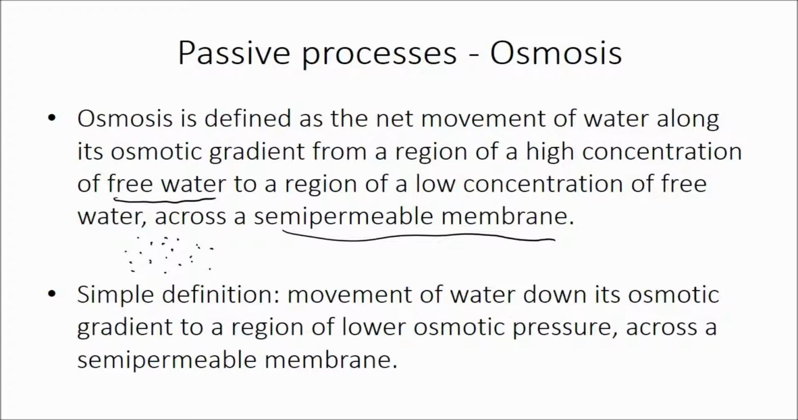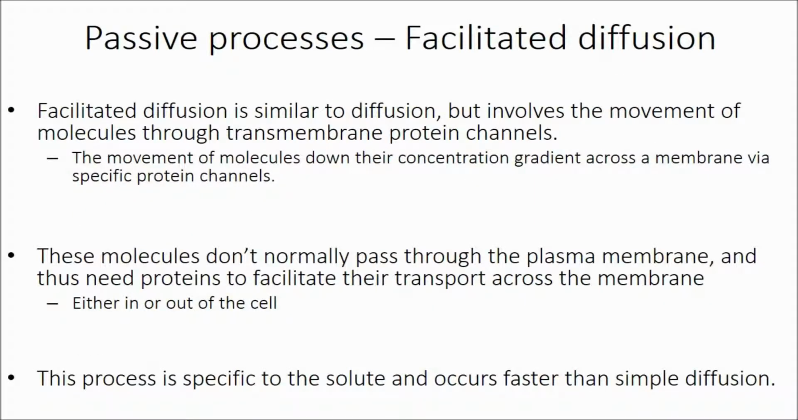Perhaps a more simple definition I've got down here in a second dot point is: osmosis describes the movement of water down its osmotic gradient to a region of a low osmotic pressure across the semi-permeable membrane. Moving on to our next passive process, we've got what I've called facilitated diffusion. Facilitated diffusion is again very similar to diffusion, but involves the movement of molecules through transmembrane protein channels. So we saw this when we were talking about our integral proteins, and in particular our transmembrane proteins.